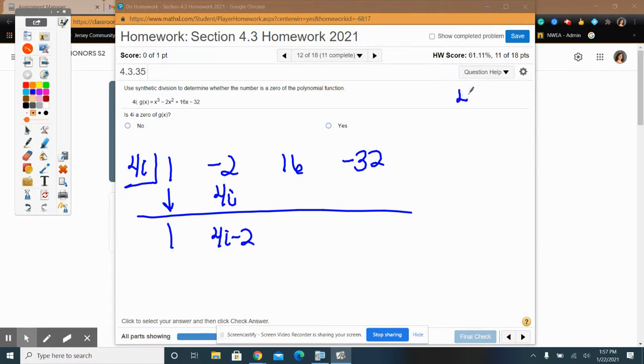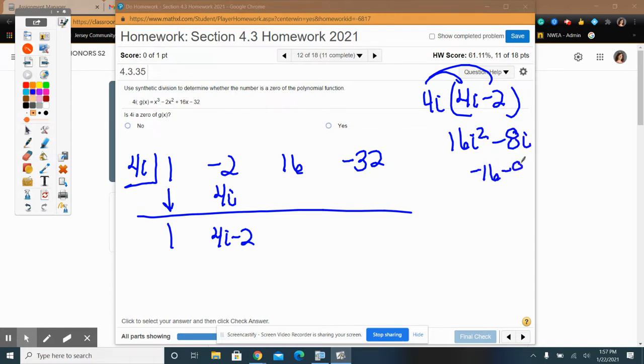Well, sometimes you have to write on the side. 4i minus 2 times 4i, you'll have to distribute. That's 16i squared minus 8i. Well, 16i squared, that's the same thing as -16 minus 8i. So when I multiplied them, I got -16 minus 8i. When I add them, the 16 and the -16 cancel, and I get -8i.